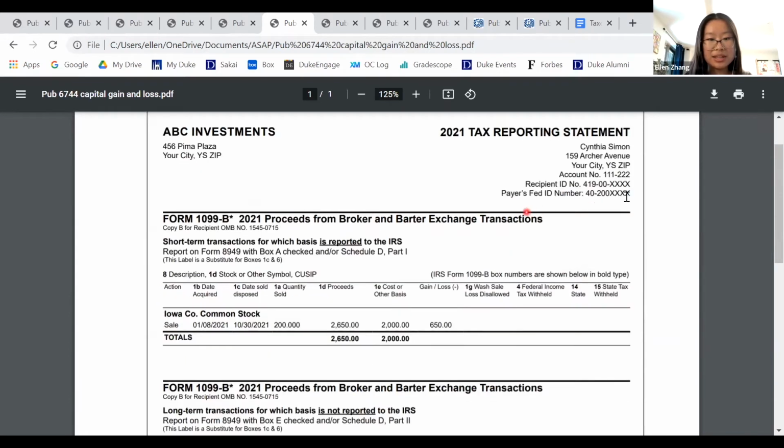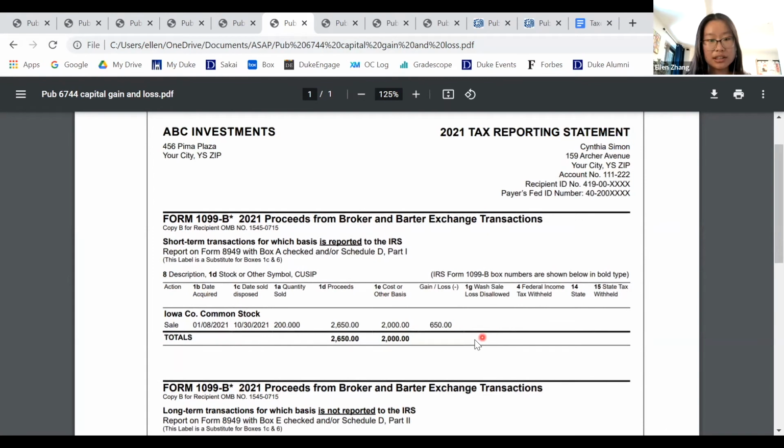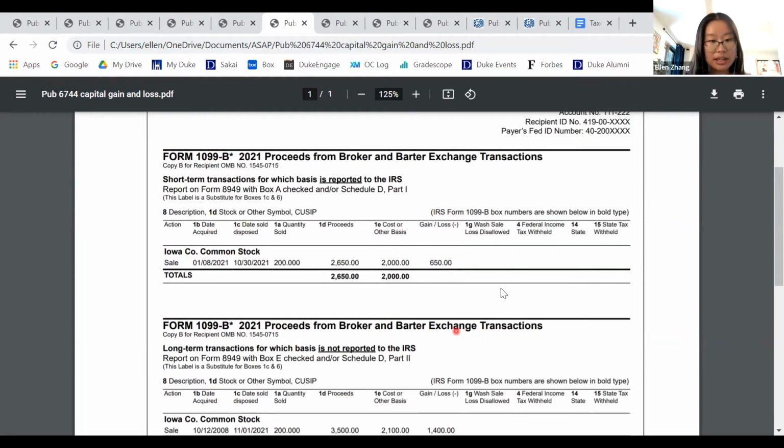And here we can see proceeds from broker and barter exchange transactions. As we look through this, it looks a bit messy at first, but we will be able to find a lot of good information that we will need if you are going to file any capital gains and losses. For most people, capital gains and losses occur because of trading stocks or other sorts of investments.